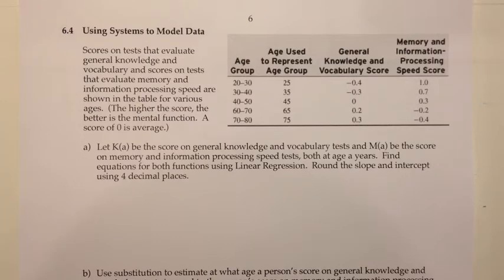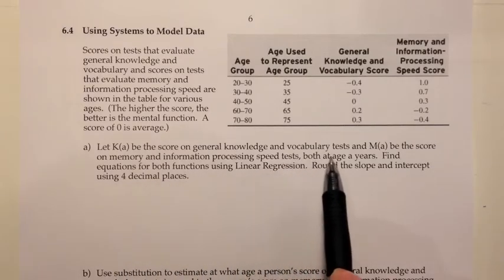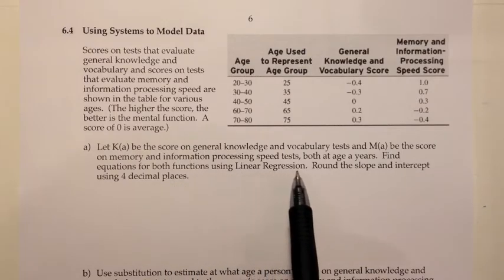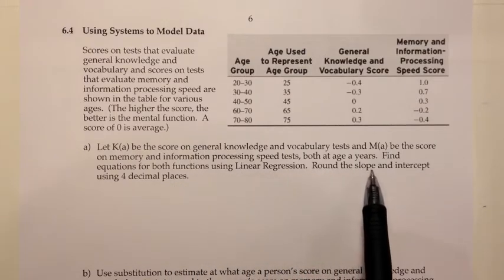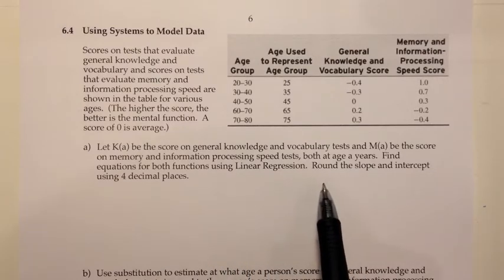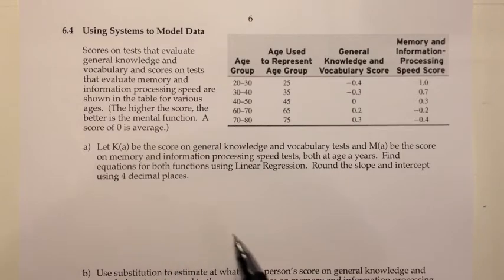Scores on tests that evaluate general knowledge and vocabulary and scores on tests that evaluate memory and information processing speeds are shown in the table for various ages. The higher the score, the better the mental function. A score of 0 is average. So they're going to say let K of A be the score on a general knowledge and vocabulary test, and let M of A be the score on the memory and information processing speeds test, both at age A years. Find equations for both functions using linear regression, and round the slope and intercept using 4 decimals.